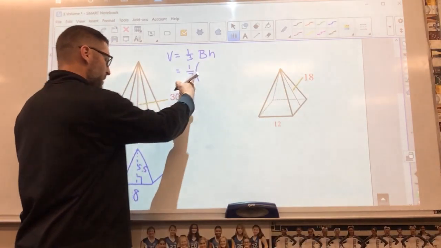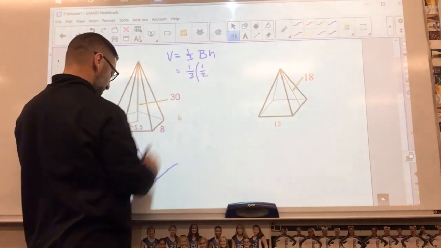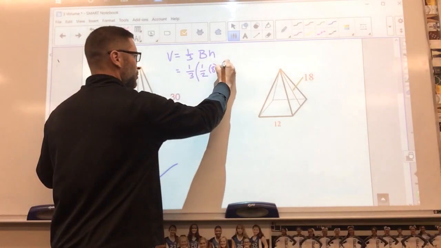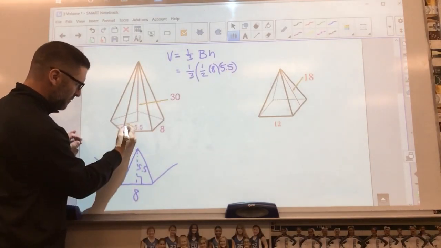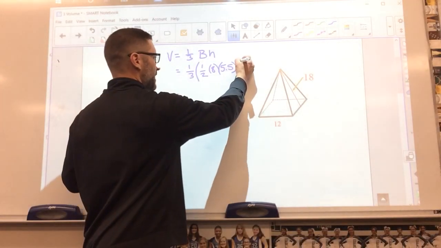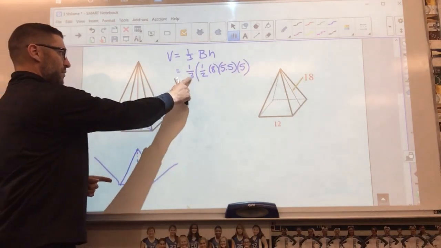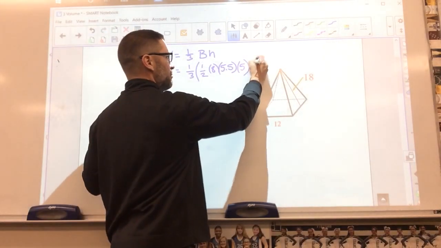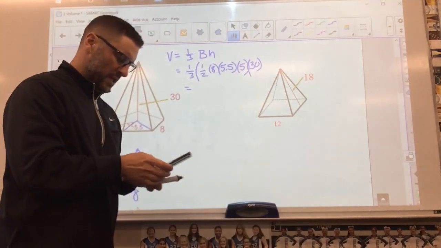So volume equals 1/3. Area of the base. Well, I'm going to find this one triangle: 1/2 the base of the triangle, which is 8, and the height of the triangle, which is 5.5. That would be for the single triangle. You could draw that triangle up in there like that. And then there's 5 of those triangles, so I'm going to multiply that by 5. So all of that is the area of the base, and the height is given as 30, so I'll put a 30 right here. All I have to do is run that through my calculator.